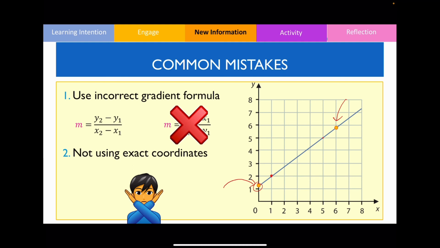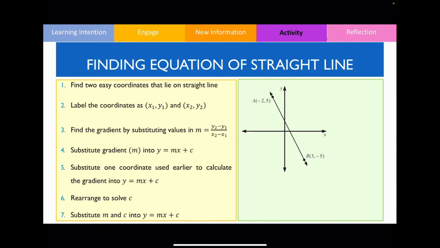Let's finally go through one more example to show you the full process of how you could find the equation of a straight line. Let's identify two easy coordinates which are given to us already. So step 1's done. Step 2 is to label them as x1, y1, x2, y2 like so. I'm now going to solve for my gradient by substituting the values in. So x2 minus x1, I'm going to go 3 minus negative 2. 3 minus negative 2 becomes positive 5. Negative 10 divided by 5 is equal to negative 2. So my gradient is negative 2.